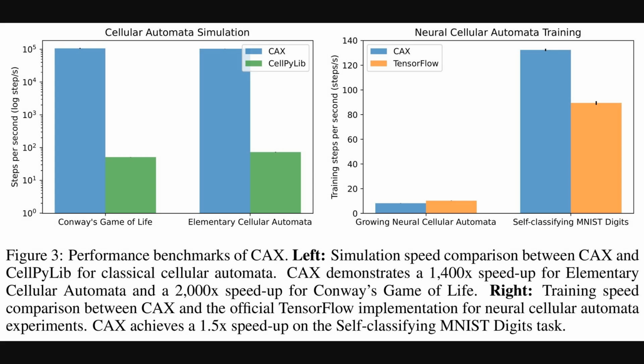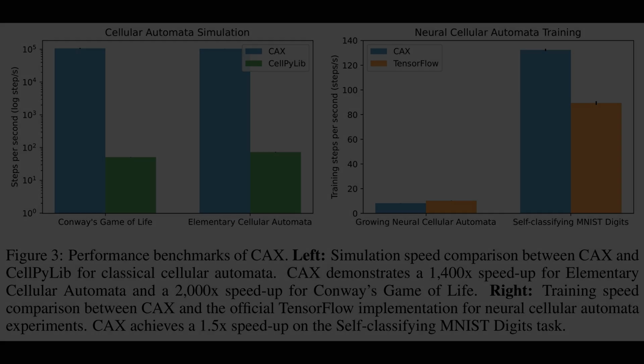Okay, so that modular design really pays off in performance. These bar charts show benchmarks comparing CAX to other libraries. On the left, for classic CAs like Game of Life, CAX is orders of magnitude faster than CellPilot, up to 2,000 times faster. And on the right, for neural CA training, it shows a solid 1.5x speedup over TensorFlow on that self-classifying MNIST task. Really impressive acceleration across the board.